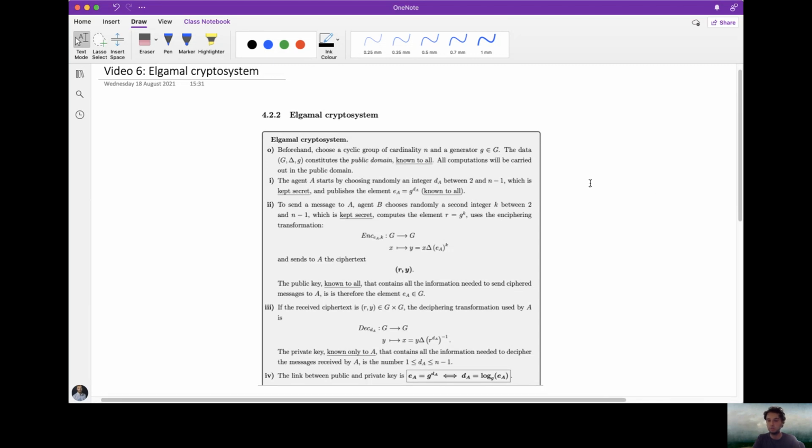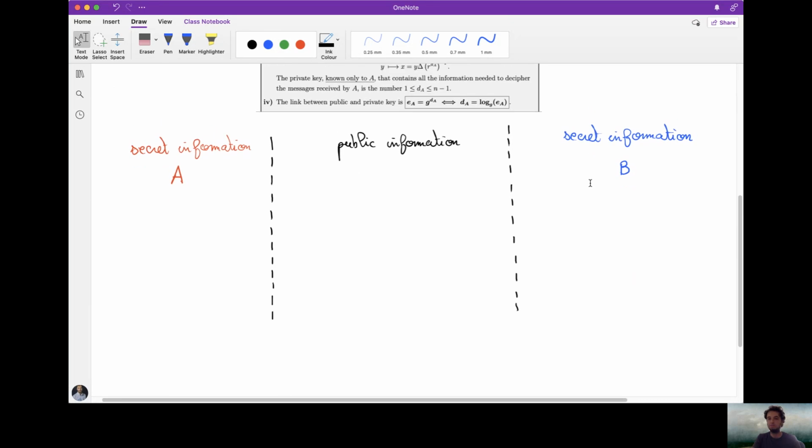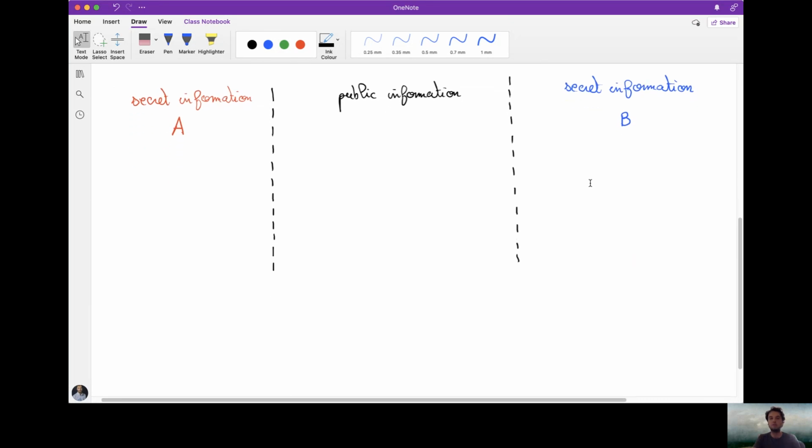Okay, so to have this broad picture, I'm separating the information in three pieces. In the general situation, we always have two agents, A and B, that are exchanging information. And in a public key cryptosystem, there is information that is secret and only known to A, information that is secret and only known to B, and public information that is known to both A and B, but also to any enemy that might intercept the message.